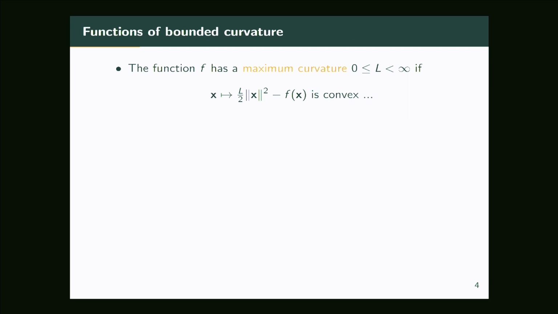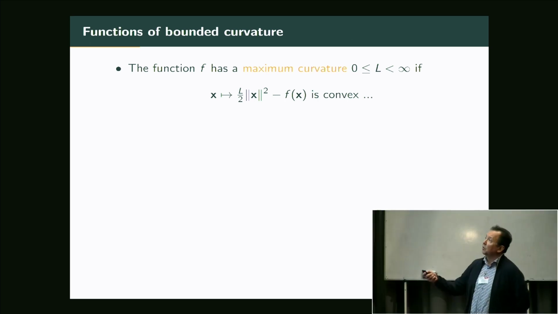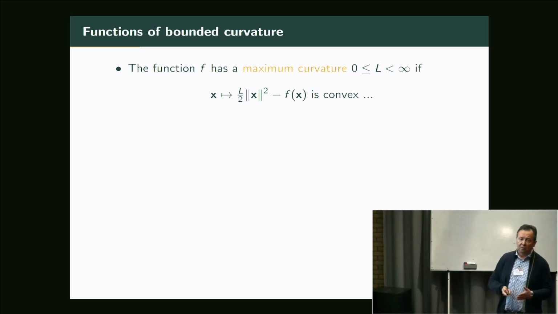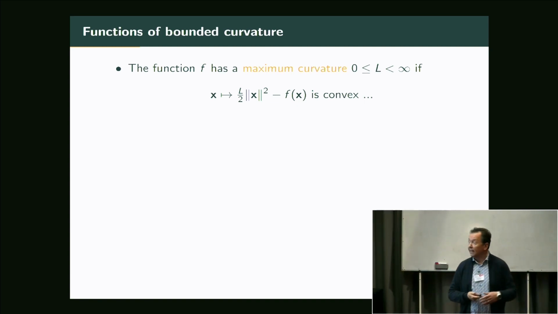So now moving to the larger class of functions of bounded curvature, we are staying with continuously differentiable functions. So we say a function has bounded curvature if the function here, which is just the norm of x squared times the constant L divided by 2 minus f, is in fact a convex function. Okay, so this might not be too intuitive, but this corresponds to a function being L smooth.